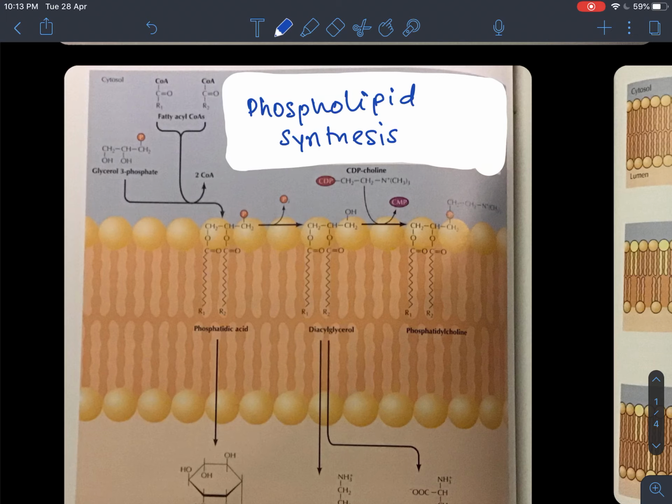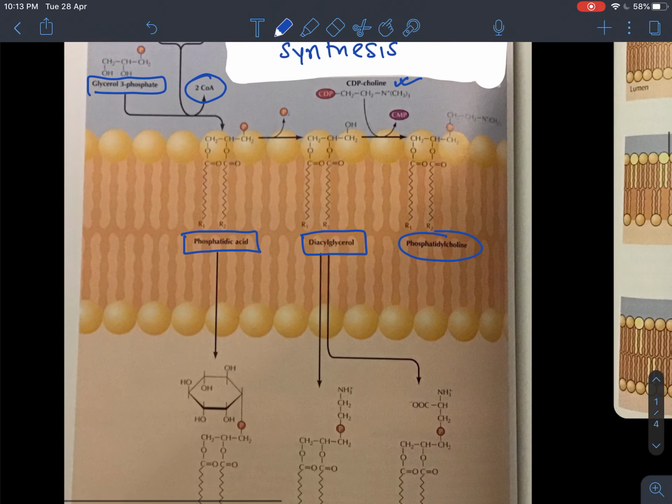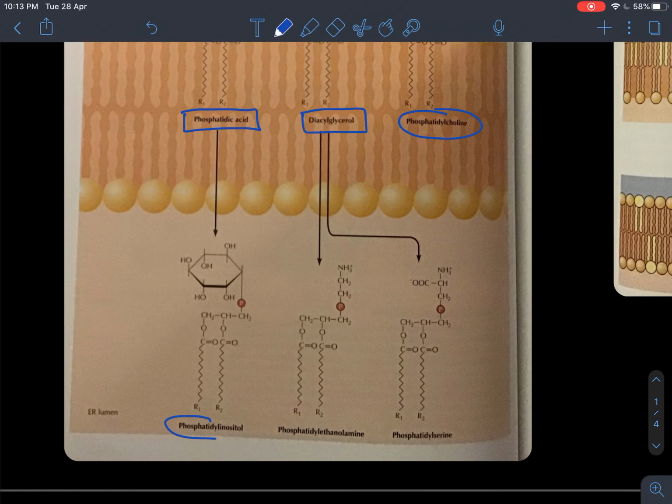Two fatty acid chains are linked with the coenzyme A. These two carry and first join to the glycerol 3-phosphate. So both of them are first joined with the glycerol 3-phosphate. As a result, the CoA residue will be removed and it will produce phosphatidic acid. This phosphatidic acid can be converted into diacylglycerol, and through CDP choline it can be converted into phosphatidylcholine. This phosphatidic acid can again be converted into phosphatidyl inositol, and from this diacylglycerol phosphatidyl ethanolamine and phosphatidyl serine can be produced.